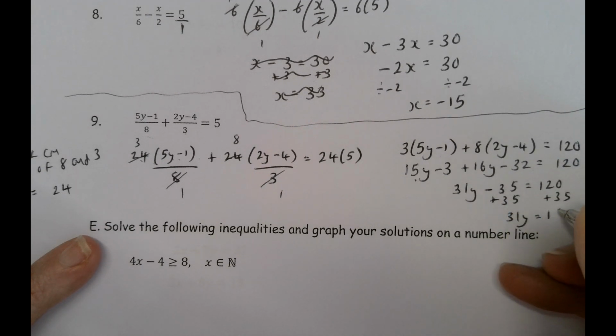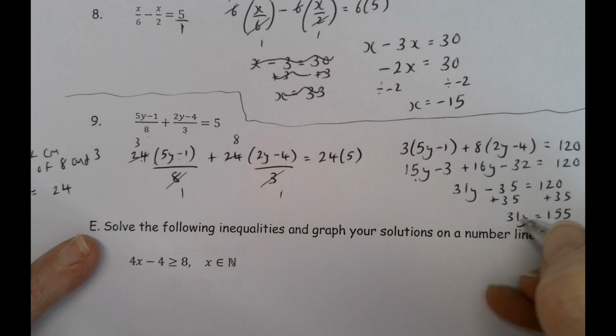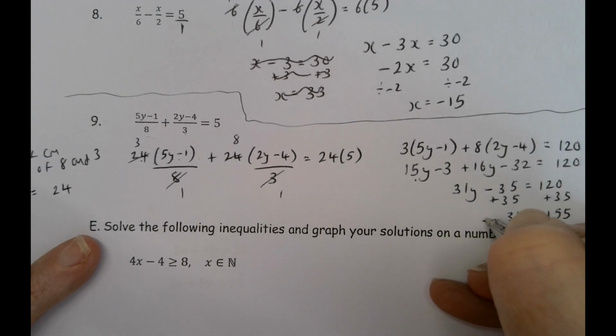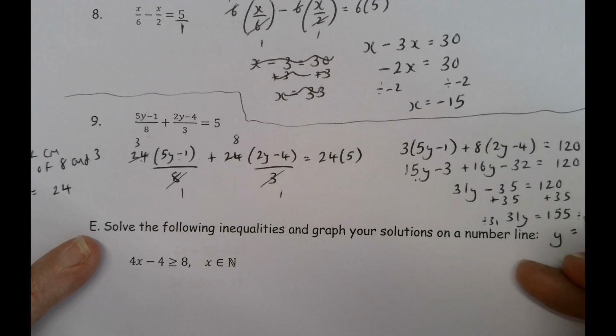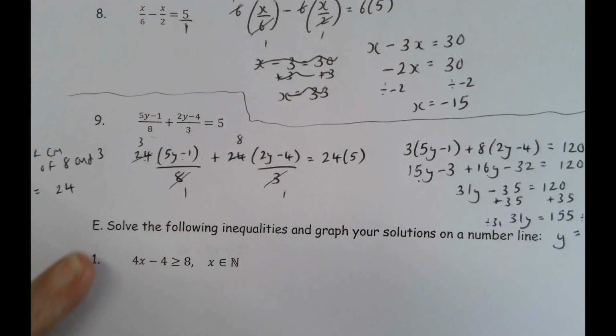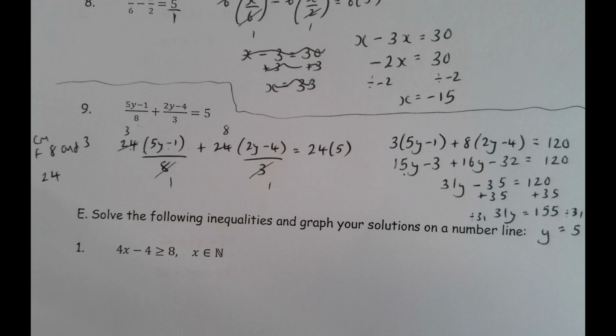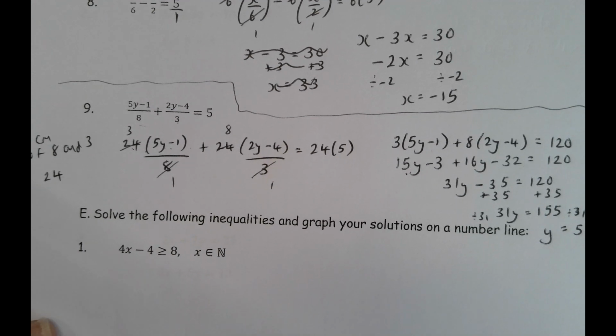31y is equal to 155, and thankfully they divide in. So divide both sides by 31, and y is equal to 5. Phew, it did work out. A bit weird, but it worked out.